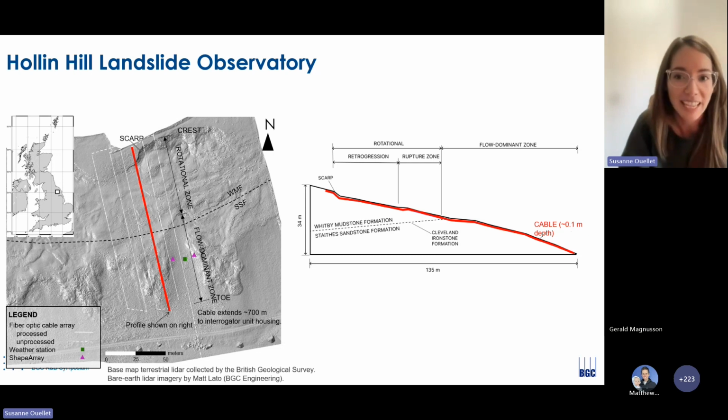So we can see the layout of the cable as this white line, running up and down the slope. And here as this red line, I'm just highlighting a cross section of the slope. The cable itself is buried quite shallowly, at a depth of around 10 centimeters.